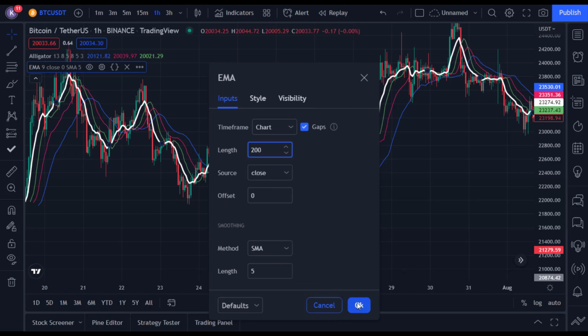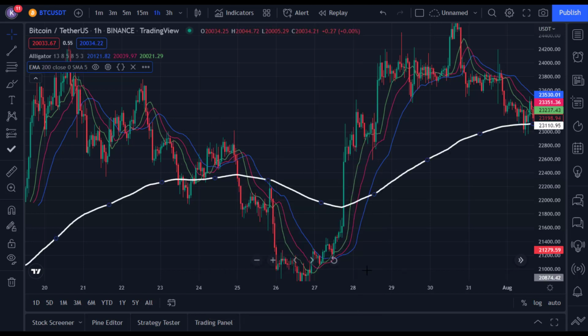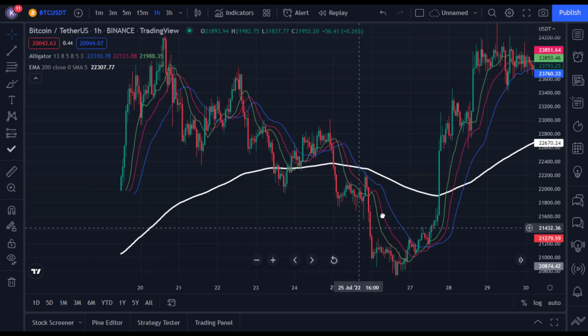The way to work with this EMA indicator is that if the price is above the 200 EMA line, we only use the bullish alligator signal, and if the price is below this line, we only use the downward signal of this indicator. In this way, the error signals are also filtered.